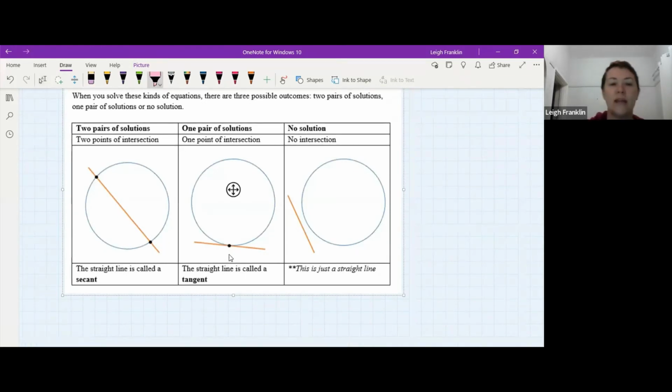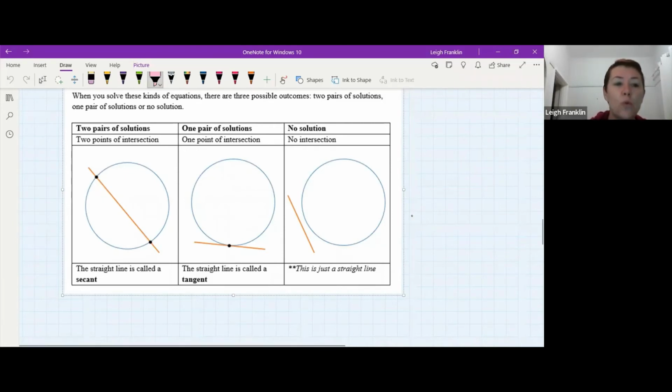Now, I think probably taking a screenshot of this page would be a good thing for you. So there could be 2 pairs of solutions. So 2 x's and 2 y's, like the question that I've just done. In this case, the straight line is called a secant, and it cuts the circle in 2 places. It doesn't necessarily go through the center of the circle, but it cuts the circle in 2 places.